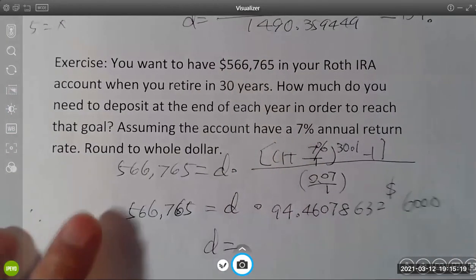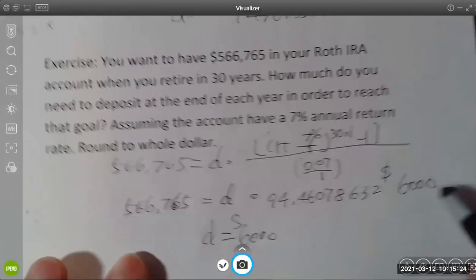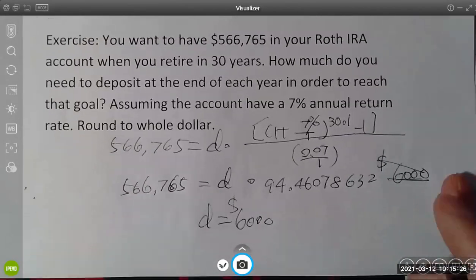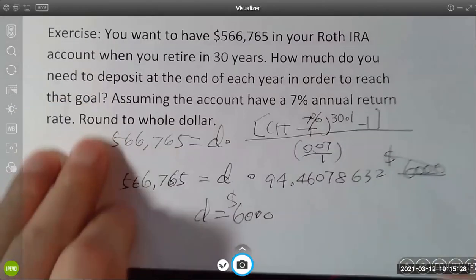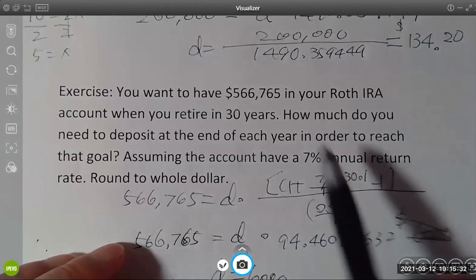So you deposit 6,000 at the end of each year for 30 years. If you get a 7% annual return, compounded annually, after 30 years you get a little bit over $500,000.